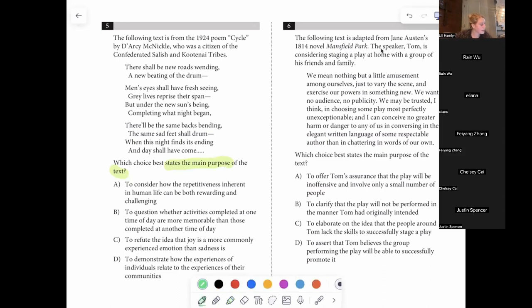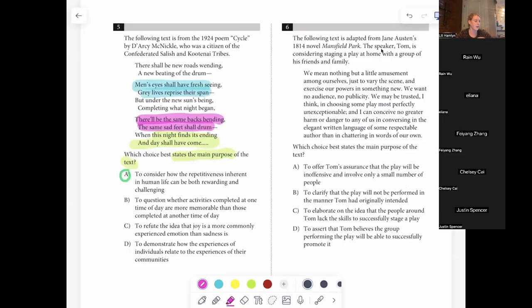Yeah, the main purpose here is to consider the repetitiveness inherent in human life. This kind of cycle, when this night finds its ending and day shall have to come, the inherent repetitiveness of the cycle of day and night, can be both rewarding, a fresh seeing, this reprisal of lives, and challenging, which is the same backs bending, the same sad feet shall drum. So this repetitive cycle brings hope and also difficulties. All right, great.